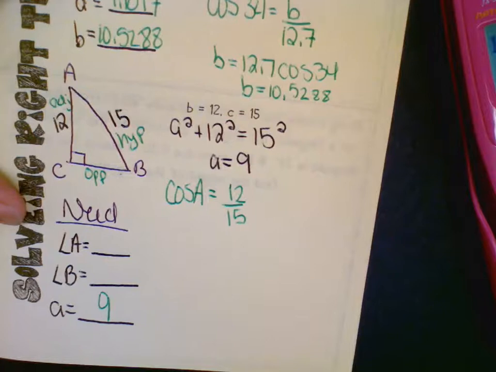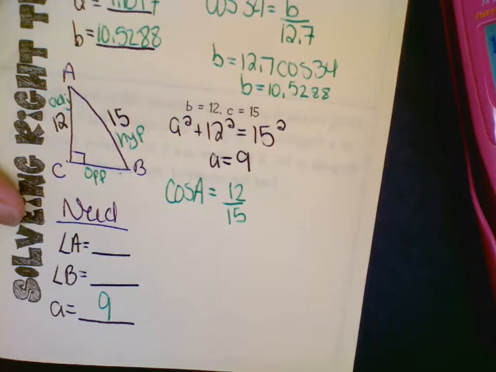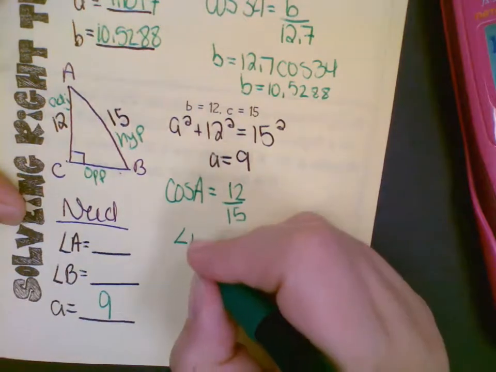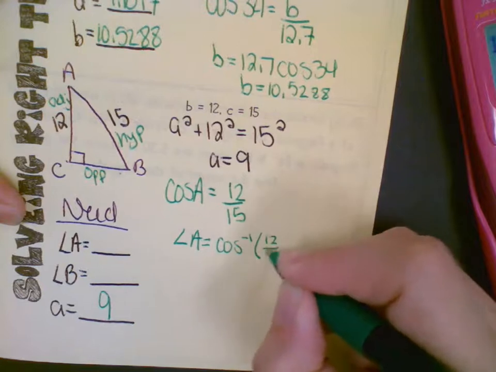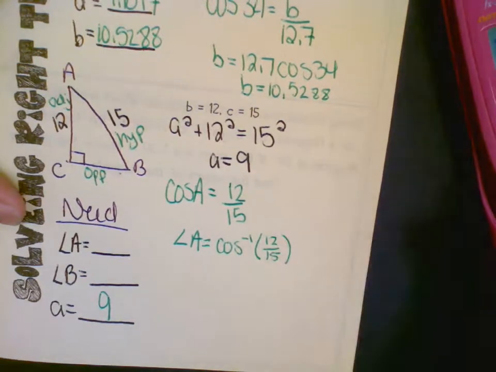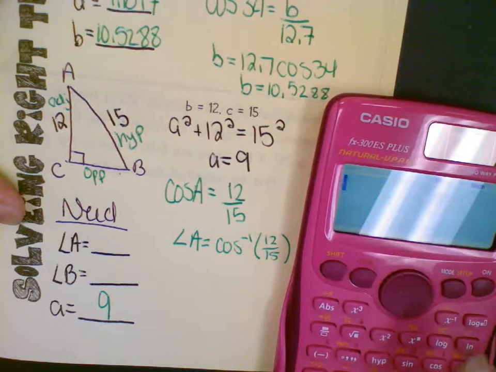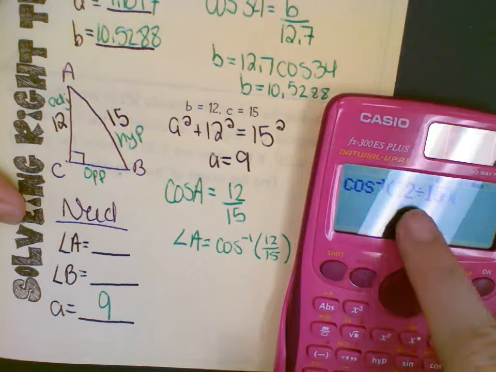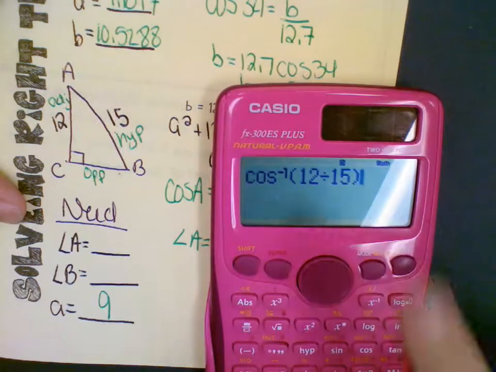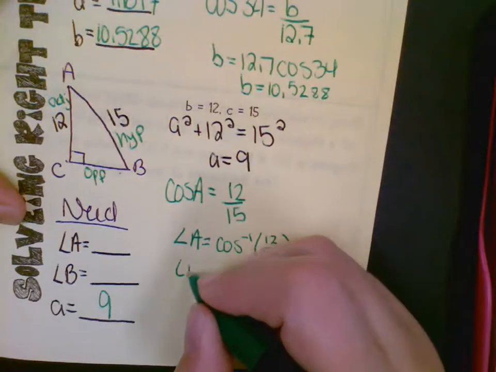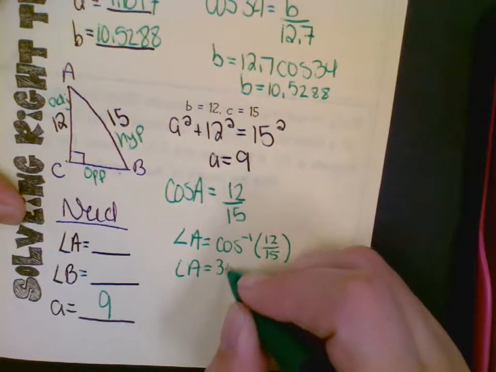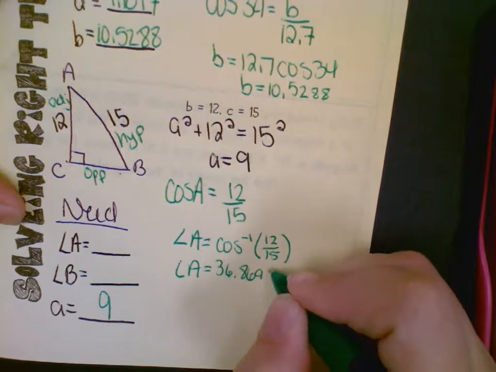So what do we do when we're trying to solve for an angle? Very good, we use the inverse. So angle A is equal to the cosine inverse of 12 over 15. So we type that in just like we practiced last class. One thing I would say is make sure, since we're doing division here, you close that parentheses. So we get that angle A is equal to 36.8699 degrees.